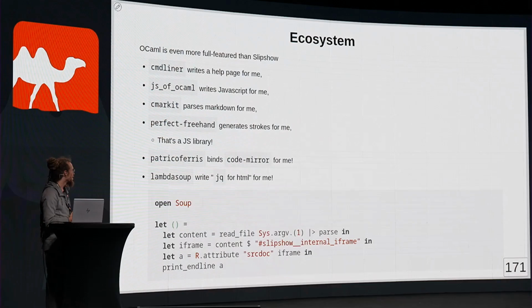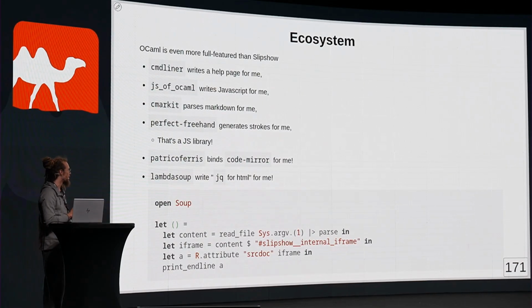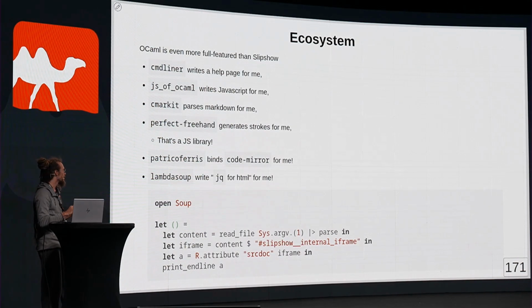Another example of the ecosystem, like finding libraries that are suited for you, is that I wanted to still have some tests. I wanted something similar to jq, but for HTML, because I generate HTML, and the code is actually inside the srcdoc argument of an iframe. So it's a bit complicated, and I needed a tool like jq, but for HTML.